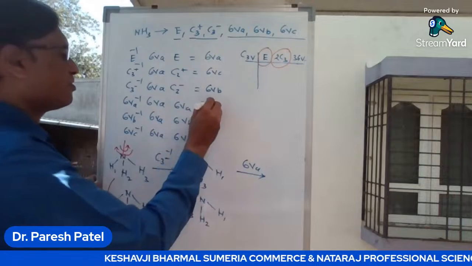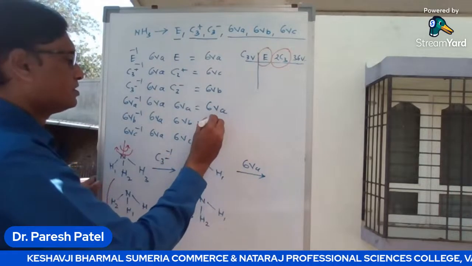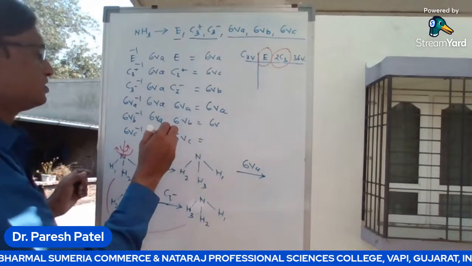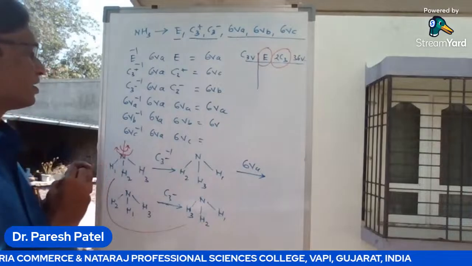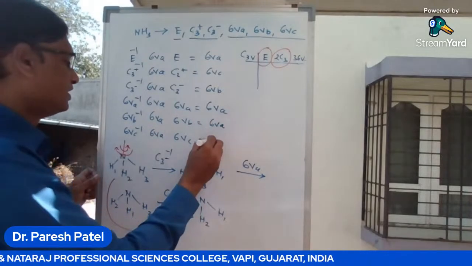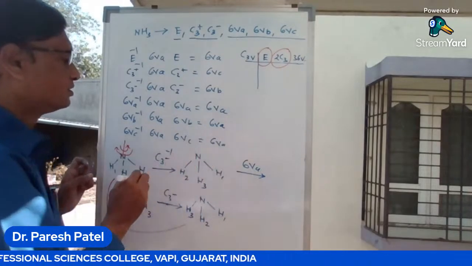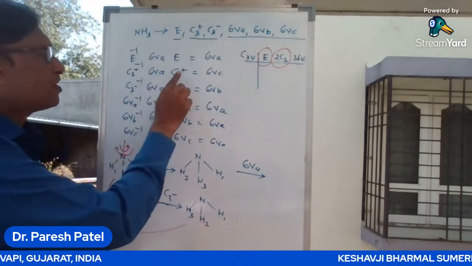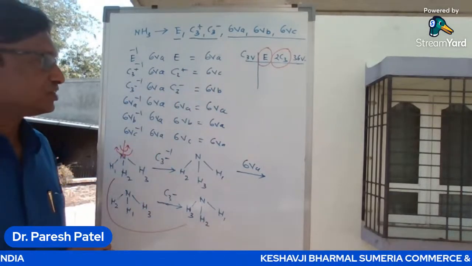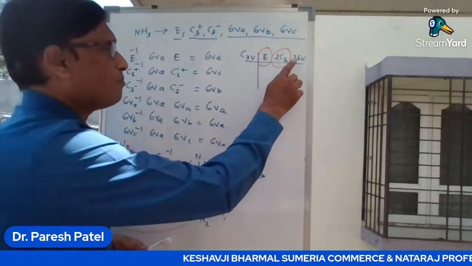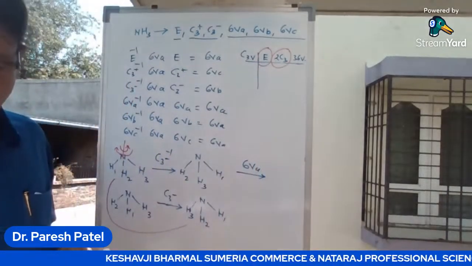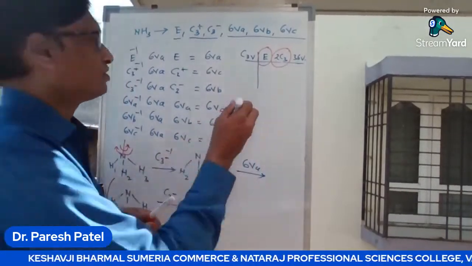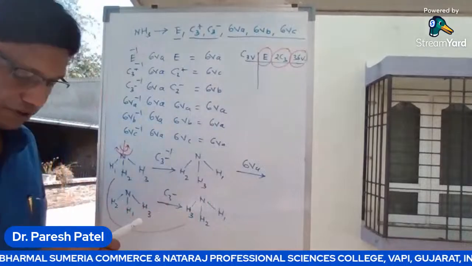So here sigma VA gives sigma V. The overall result is that sigma VA, sigma VB, sigma VC are conjugate to one another to form a combined class. So in case of the ammonia molecule, the third class is sigma V.